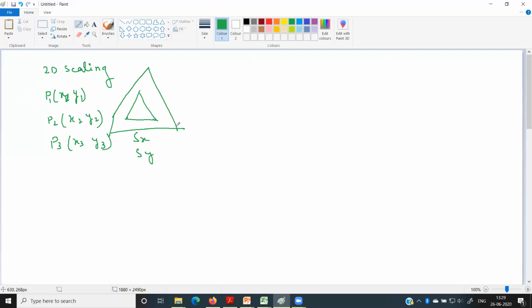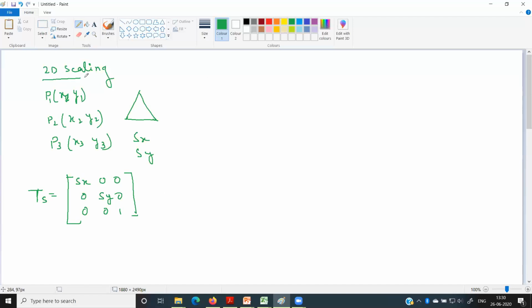Okay, so what happened in that case? To get the free scaling, I need the transformation matrix. So the transformation matrix TS for the scaling is nothing but x will be multiplied by sx. So we will directly write down sx 0 0, 0 sy 0, and 0 0 1. That means x will be multiplied by sx and y will be multiplied by sy.